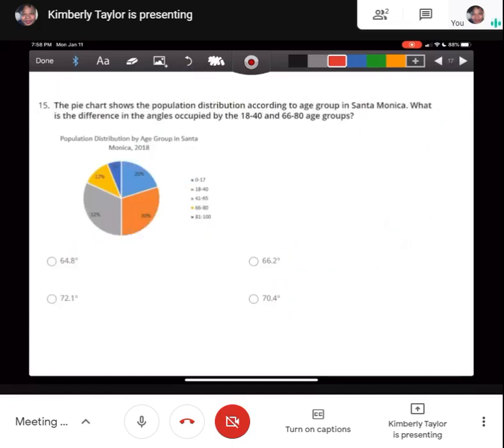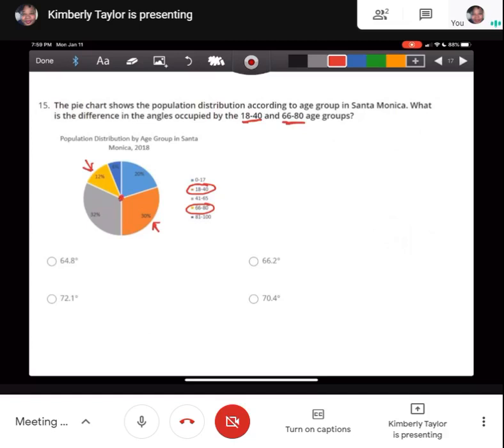Okay, the pie chart shows the population distribution according to age group in Santa Monica. What is the difference in the angles occupied by the 18 through 40 and 66 through 80 age groups? So the circle shows the population distribution by age group in Santa Monica 2018. So let's look at the different age groups. The 18 through 40 group is orange, and it's 30%. And the other one is 66 through 80. 66 through 80 is yellow, and they are 12%.